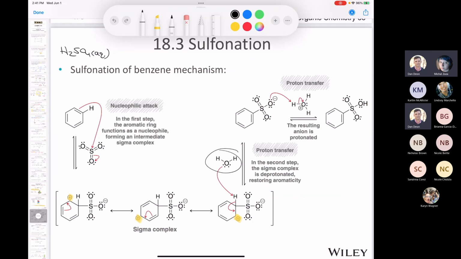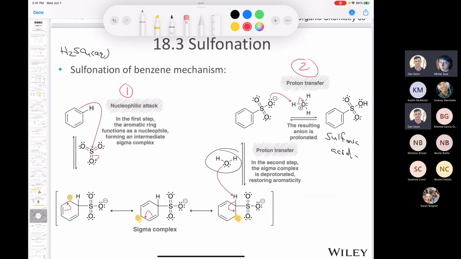So we rip a proton off of our sigma complex to restore the aromaticity, and then we protonate this, you'd call that a sulfonate, to make a sulfonic acid. So sulfonic acid, just like that. Here you go. Same mechanism that we saw before. Step 1, nucleophilic attack. Step 2, proton transfer. It is a little bit different, I fully admit that. It's not the same electrophile, but we end up making a sulfonic acid.